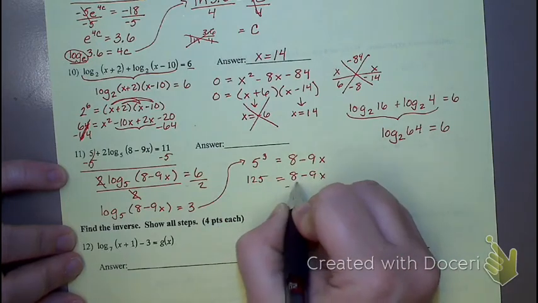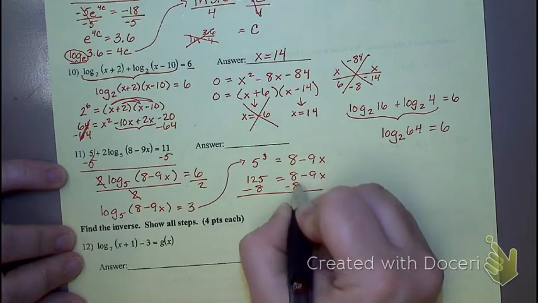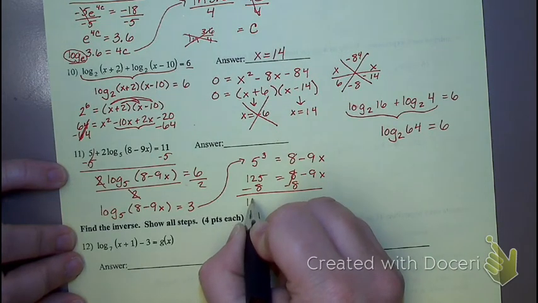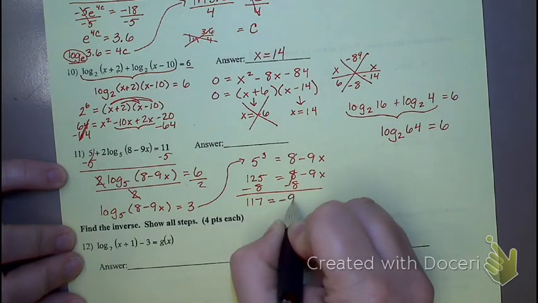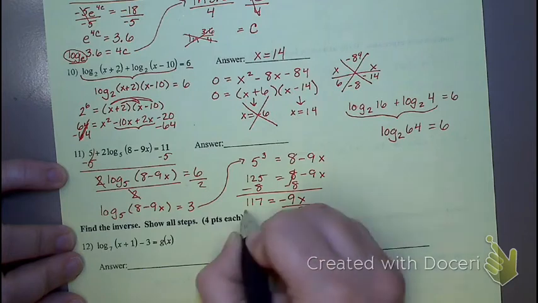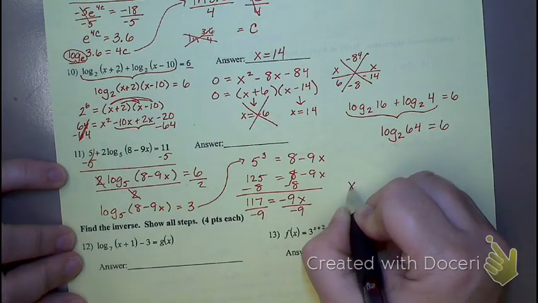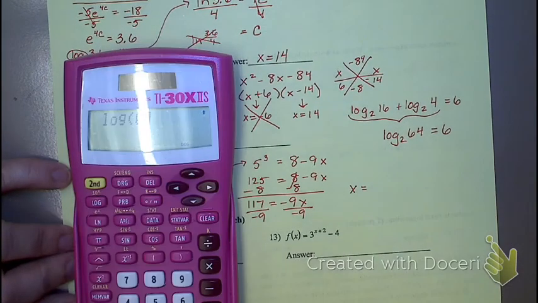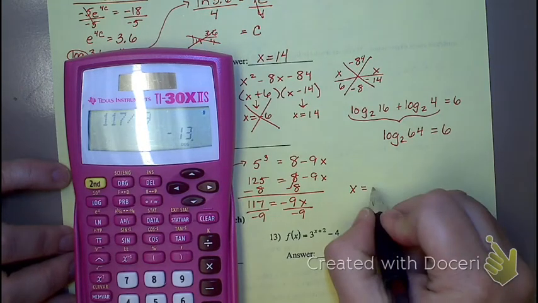So I can subtract 8. 125 minus 8 is 117. I can divide by negative 9, and I get x equals 117 divided by negative 9, which is negative 13.